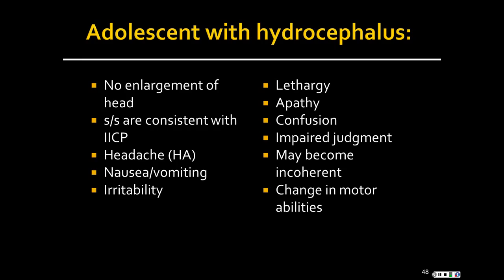There will also be a change in their motor abilities. Some examples would be ataxia or spasticity. Papilledema is the swelling of the optic disc. Strabismus or decreased visual acuity may be the result.